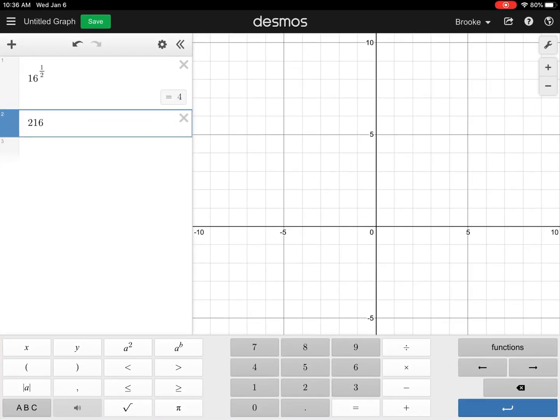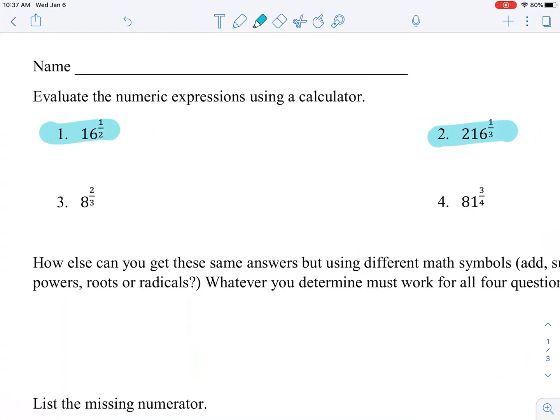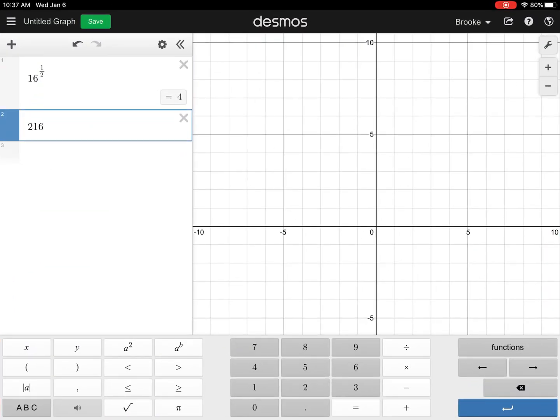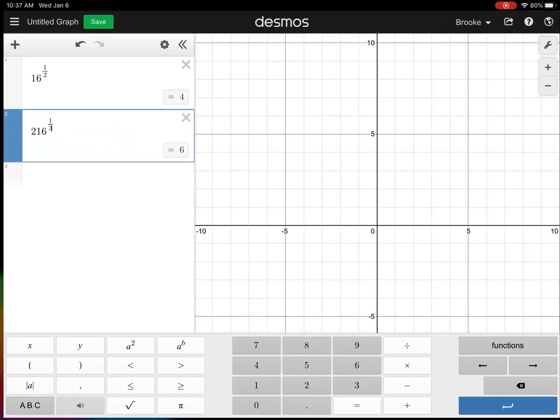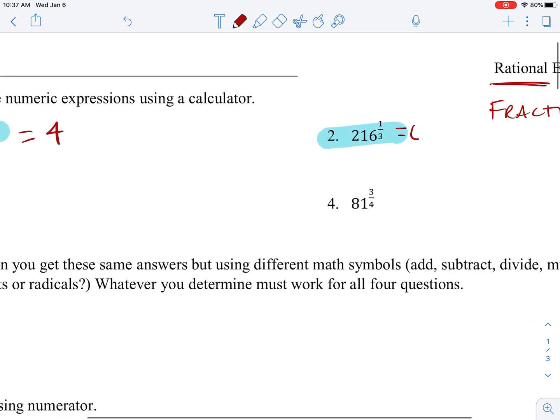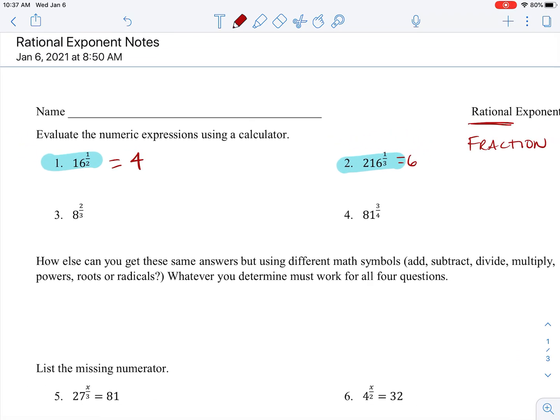So if you type those into Desmos or a calculator of some sort, you can type it into a regular calculator as well. When I type in 16 to the 1/2, I get the answer of 4. And when I type in 216 to the power of 1/3, I get the answer is 6. And so I want to play off of that information to start and think about, okay, well, wait, what could I have done to 16 to get to 4, right?